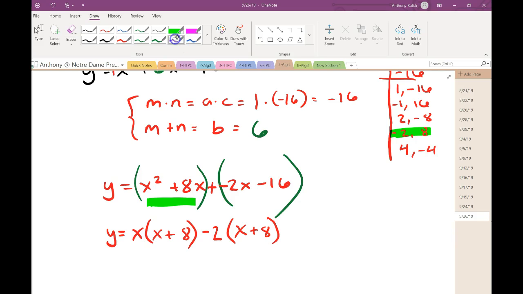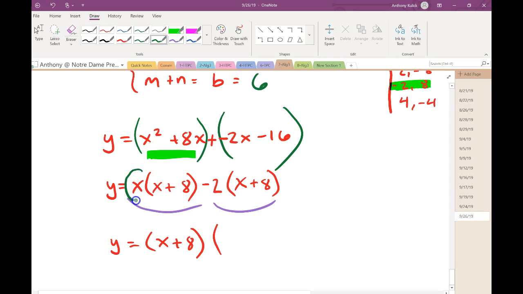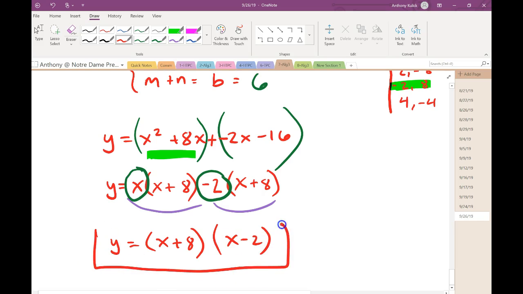The next step says I'm going to look for the greatest common factor of the whole thing. So I'm looking at the entire thing. If I look at 8x times x plus 8, minus 2 times x plus 8, do we see something in common between this piece and this piece? X plus 8. Everybody agree that that's in common to each part? So that's our greatest common factor. When I factor the x plus 8 out, what's left is the x minus 2, and we're done.